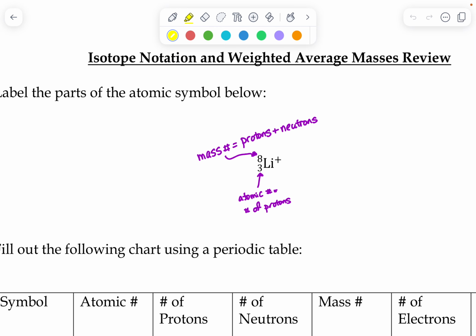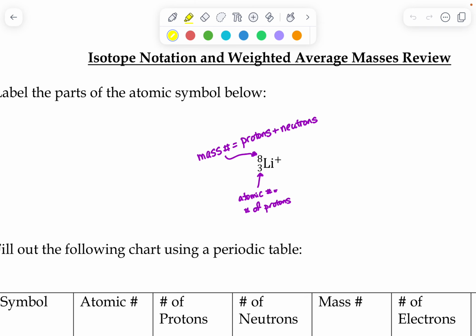If you're wondering, where's the 6.94? We don't put that number on our atomic symbol because that is something called a weighted average that you're going to see a little bit more about later on in these notes. There are things called isotopes where there are different types of lithium. All lithium atoms have 3 protons. That's what makes lithium lithium, the 3 protons. Your neutron number could vary though.